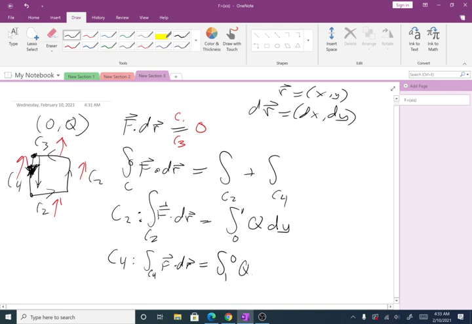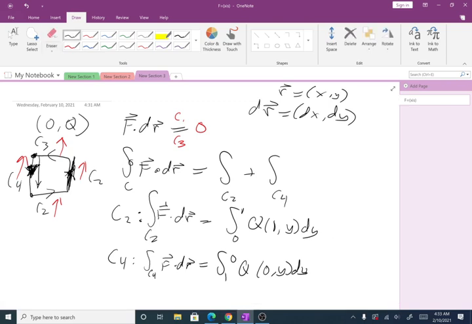Let me just fill in what the x values are. For this C2, the x value is 1, and then we have Q dy. And for C4, we have 0, 1. So now we again apply the fundamental theorem of calculus. I'm sorry, I'm getting ahead of myself. So let's add these two terms.